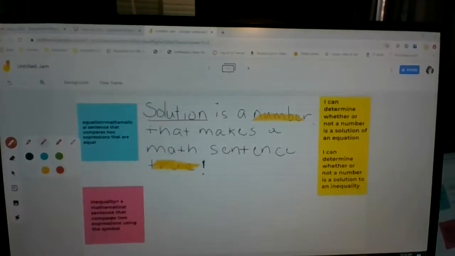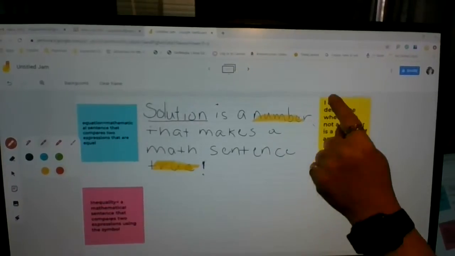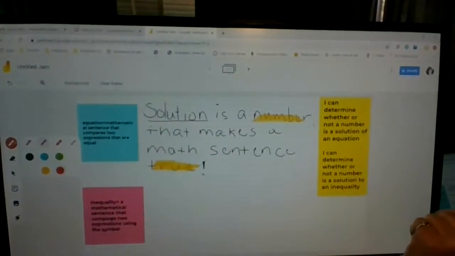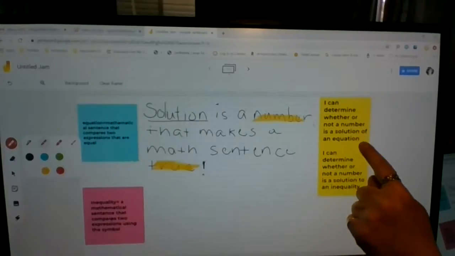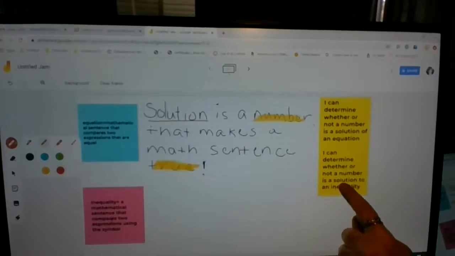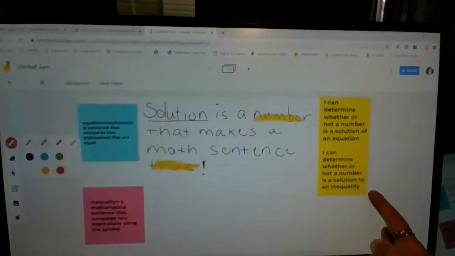I'm going to do a video today with you over one of our concepts that we are going to be learning in the next couple weeks. First, I want to talk about the objective for today. If you wouldn't mind taking a look over here in the yellow section of my Jamboard, we're going to be doing two things. We're going to be determining whether or not a number is a solution to an equation, and whether or not a number is a solution to an inequality. Now, we've had equations. We have not worked with inequalities yet this school year.